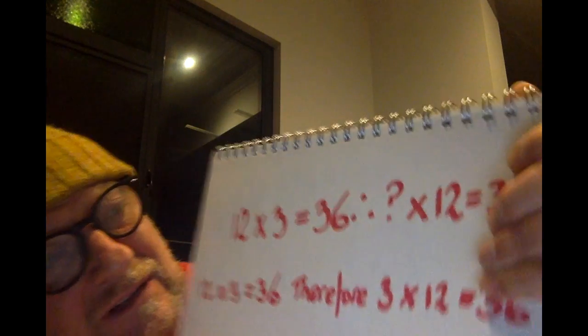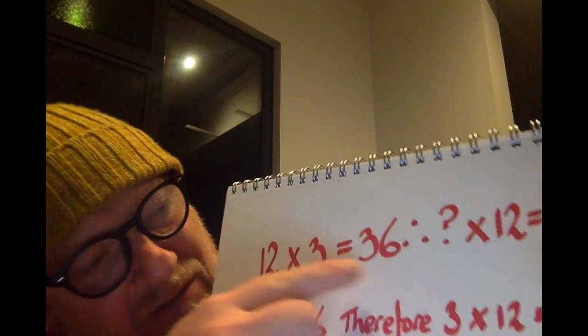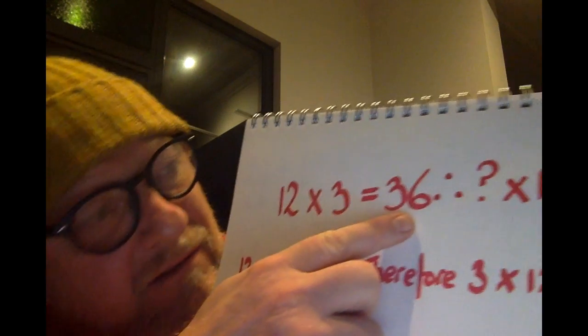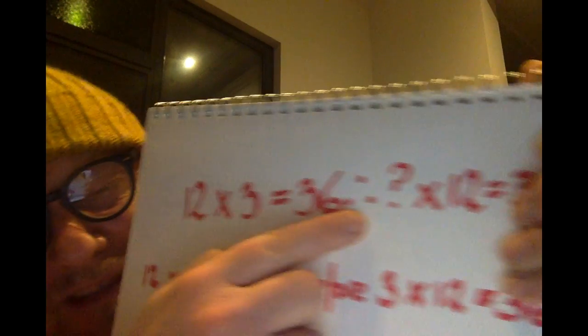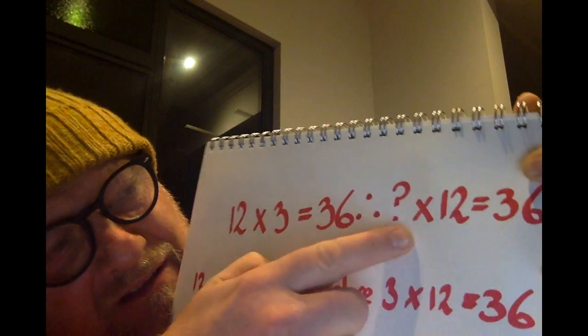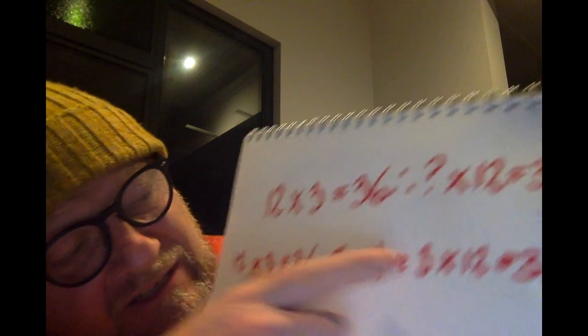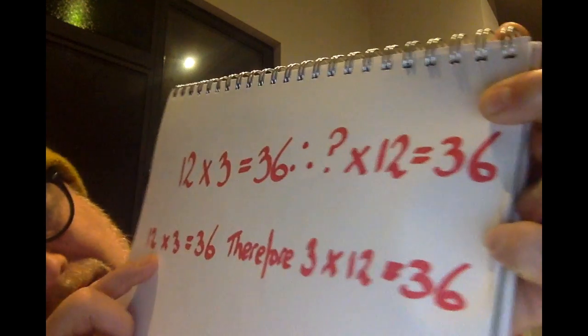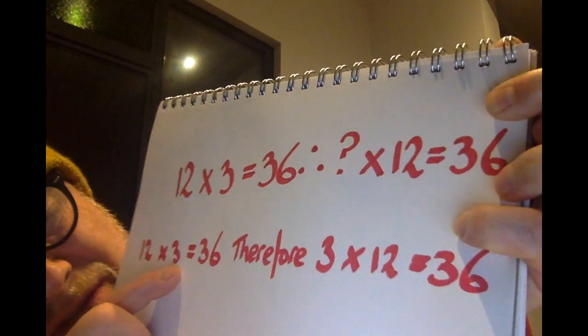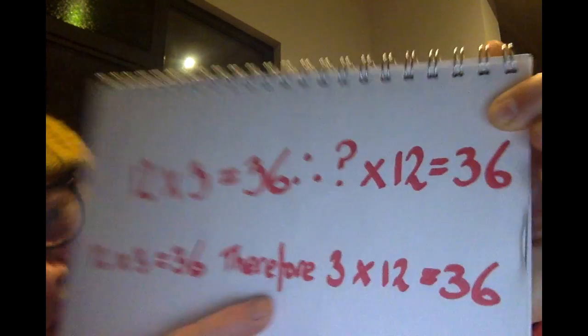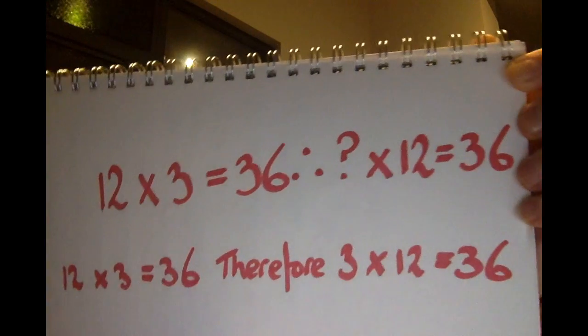Here's an example of what I'm asking you to do. So we have 12 times 3 equals 36. Therefore, and that's the mathematical symbol for therefore, question mark times 12 equals 36. And I've filled this one in. So 12 times 3 equals 36. Therefore, 3 times 12 equals 36. So all you have to do is find the missing factor or product.